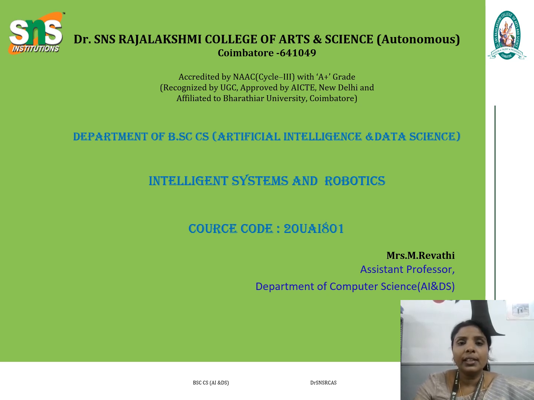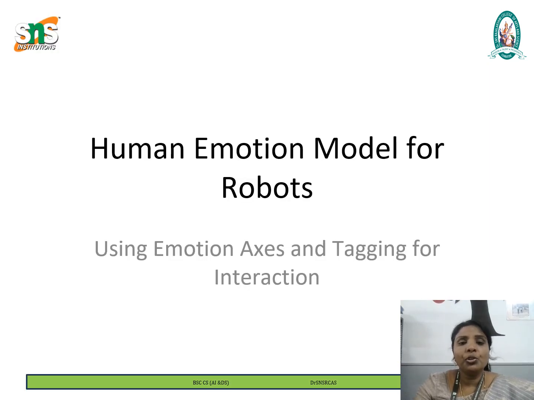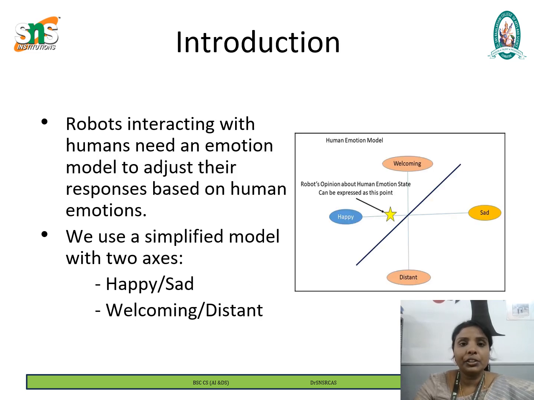In this series, we are discussing artificial personality. Today we are going to discuss the human emotion model for robots. Here we are using emotion axes and tagging for interaction. First, we see the introduction.